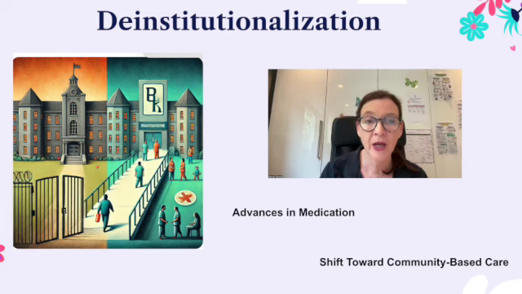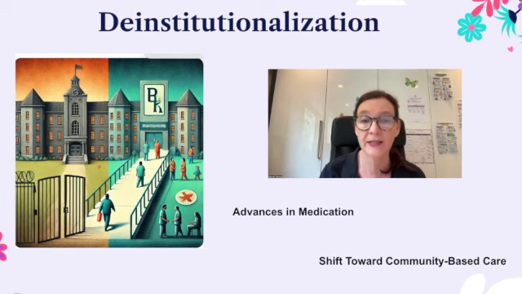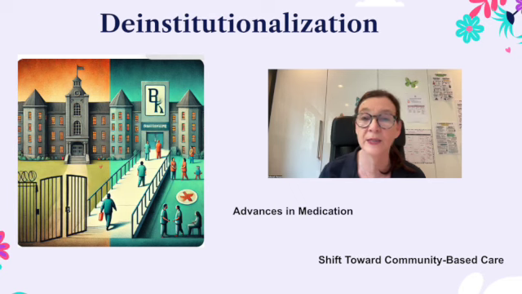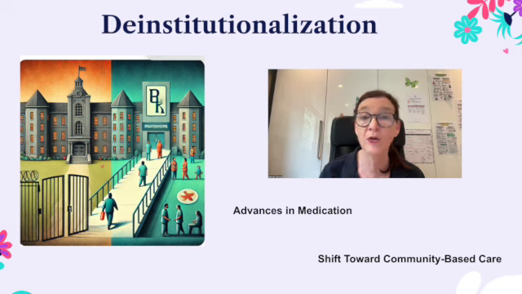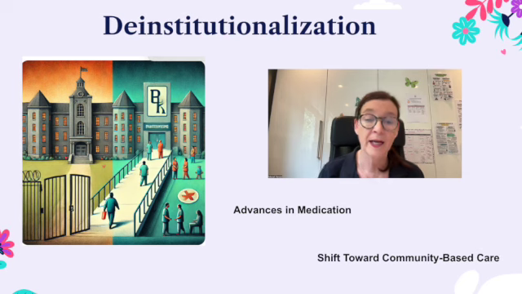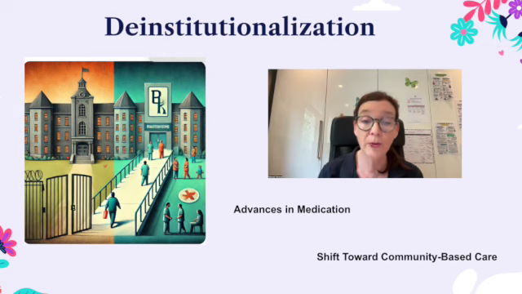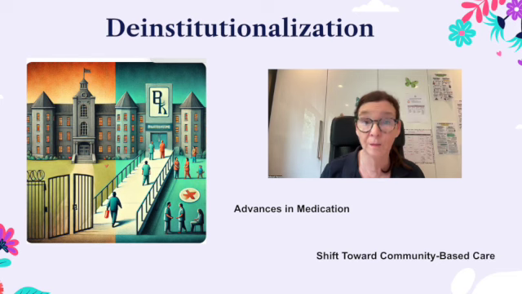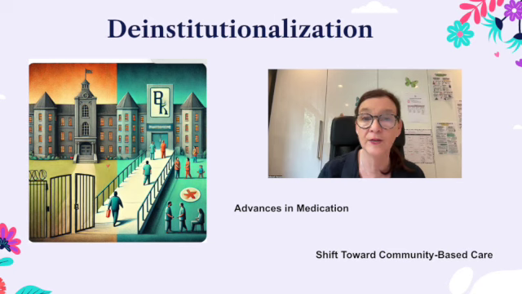Advances in medication. One of the biggest enablers of deinstitutionalization was the development of psychotropic medications, especially antipsychotic drugs like Thorazine. These medications allowed individuals with severe disorders like schizophrenia or bipolar disorder to manage their symptoms without constant hospitalization. A shift towards community-based care would be the second. Instead of isolating individuals in large, often overcrowded institutions, the new approach emphasized outpatient treatment, therapy, support groups, and local mental health clinics. The goal was to help individuals live more independent, integrated lives within a society.